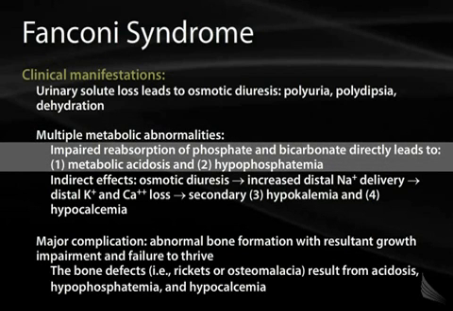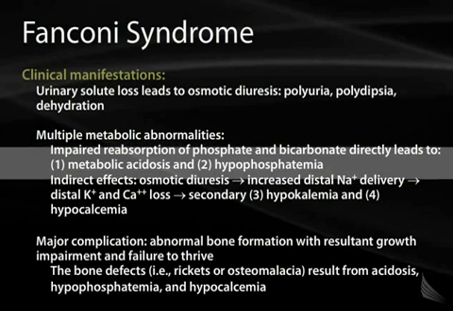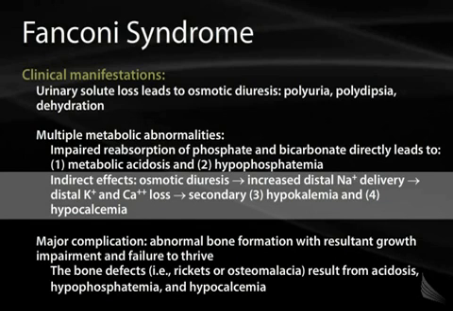Because of the impaired reabsorption of phosphate, serum concentrations of phosphate will be low. Because of the impaired reabsorption of bicarbonate, serum concentration of bicarbonate will be low, manifesting as a metabolic acidosis. There are also indirect effects of the osmotic diuresis. Because of volume depletion, the renin-angiotensin-aldosterone axis is stimulated, so there is increased sodium reabsorption distally. However, this comes at the expense of increased potassium losses.